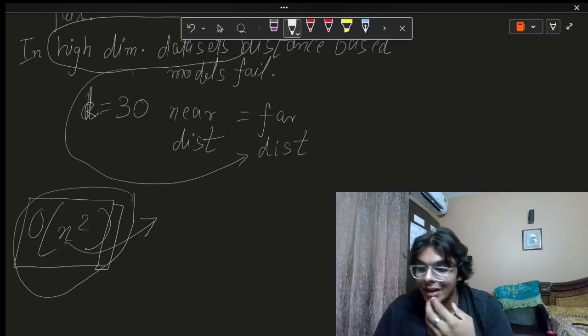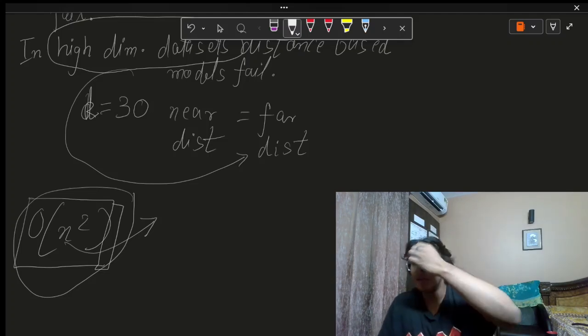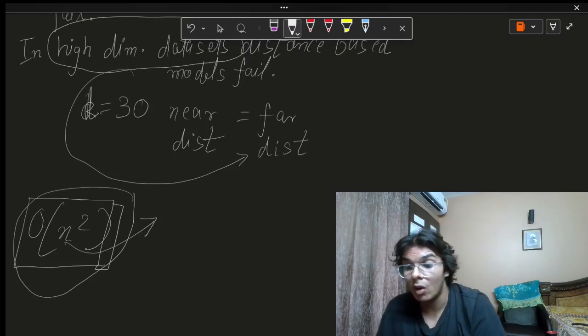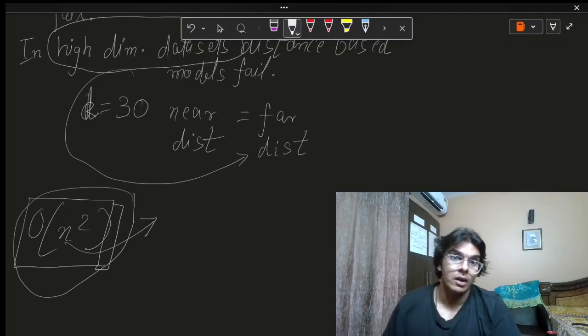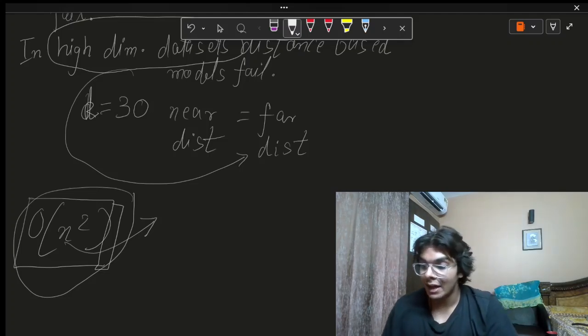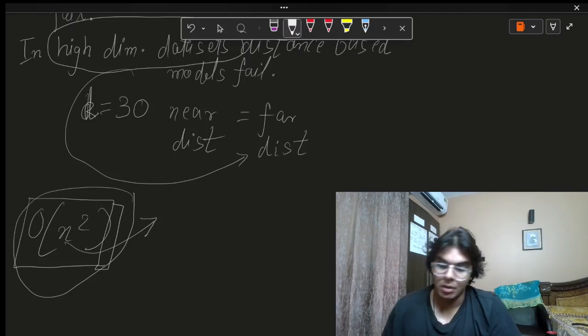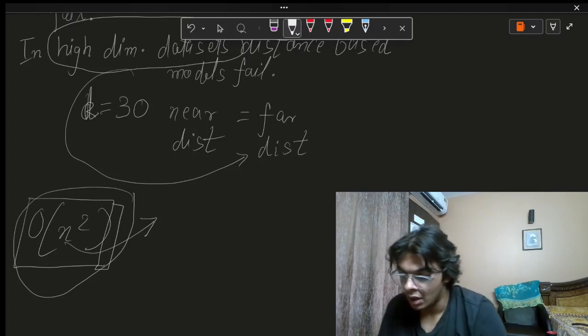This is the primary reason why in detecting anomalies, distance based models fail, and they don't fail normally, they fail horribly. Okay, two reasons: high dimensionality, and number two, computational power. Okay, that these are the two reasons.